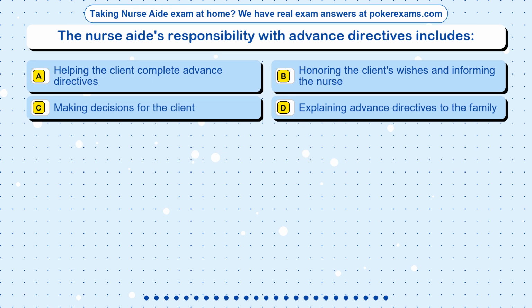Question 17. The nurse aide's responsibility with advanced directives includes: Option A, helping the client complete advanced directives. Option B, honoring the client's wishes and informing the nurse. Option C, making decisions for the client. Option D, explaining advanced directives to the family.